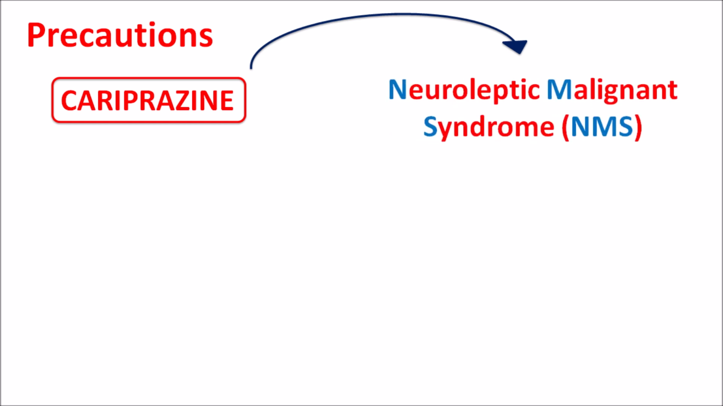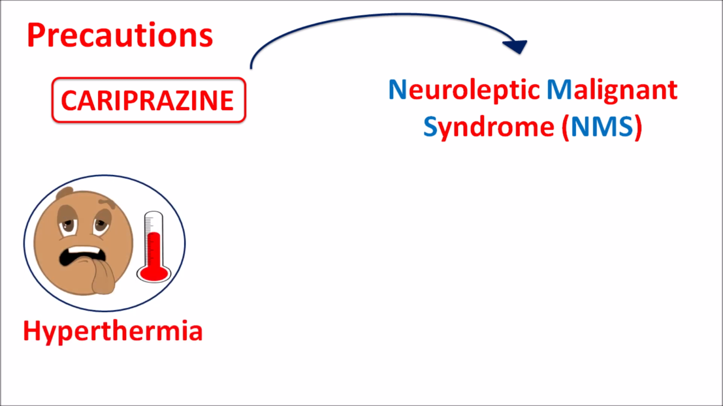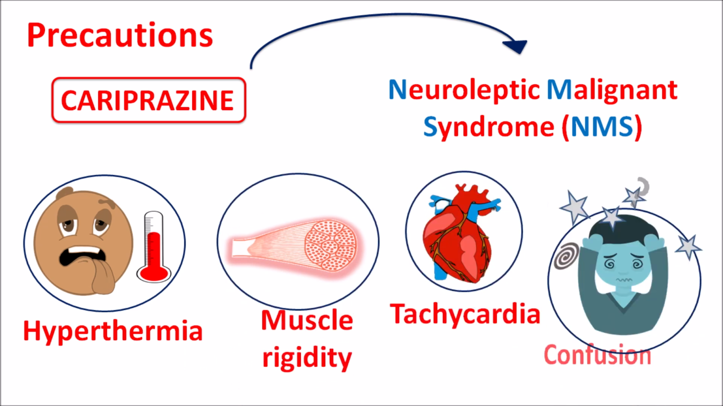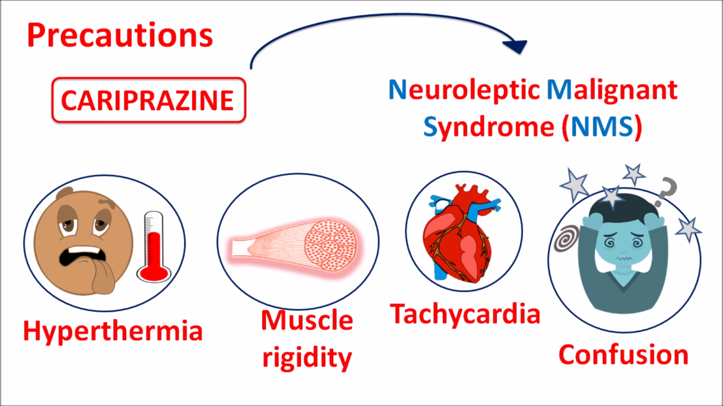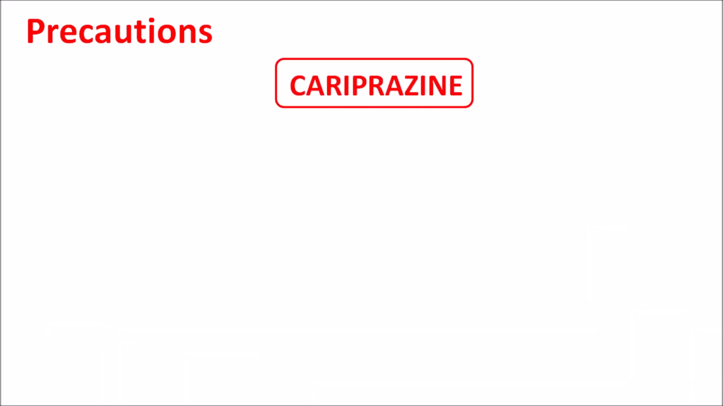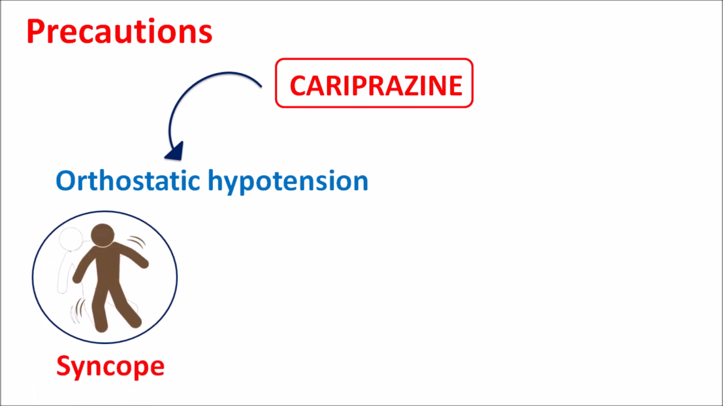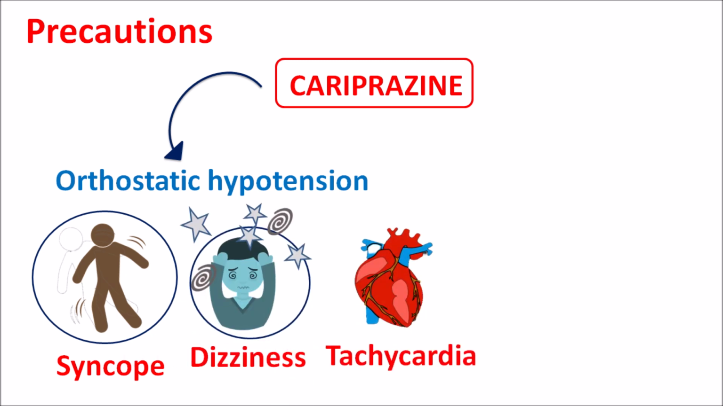This is common with many of the antipsychotics. So, it can produce a few symptoms such as hyperthermia, the rise in body temperature, some muscle rigidity, tachycardia, confusion. So, these symptoms can be developed by cariprazine, again on long-term use. Similarly, this drug can produce some orthostatic hypotension. This is because of block of alpha-1 receptors. Because of this side effect, it can produce syncope, some dizziness, tachycardia. So, again, care should be taken in those patients who already have any hypotensive states.